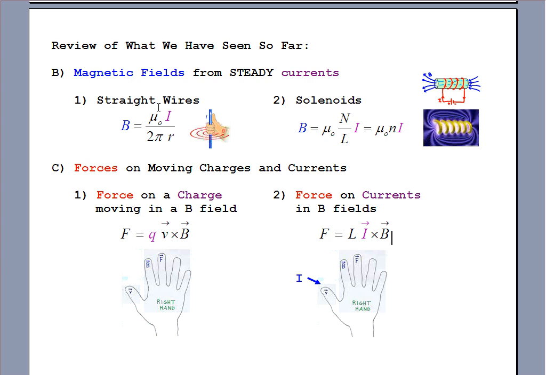And over the last couple of classes, we looked at these two ways you could create force. QVB on a single charge moving in a magnetic field. We're going to look at applications of that right off the start. And then F equals LIB, the force on a wire, and we'll look at some applications of that near the end of this video. So just a few different little applications here where you can see how these forces can actually be used in real life.